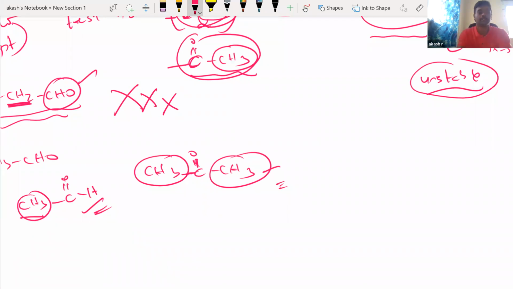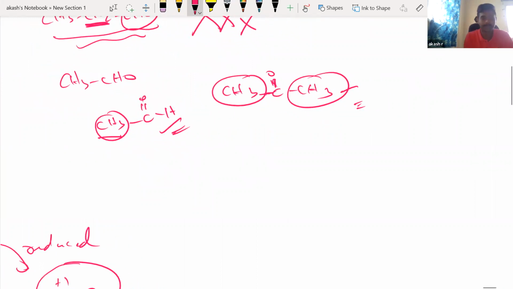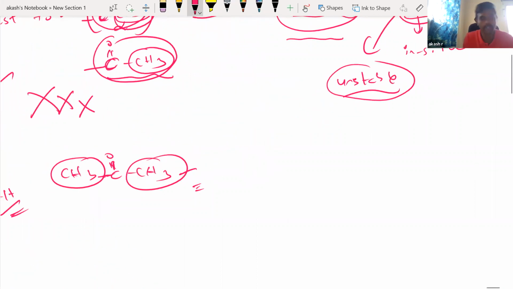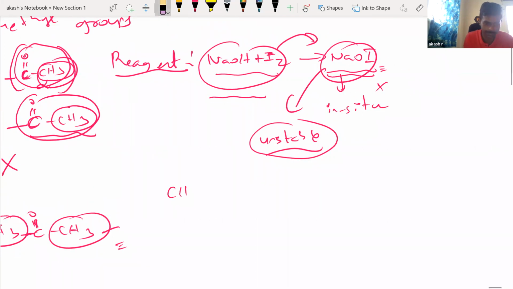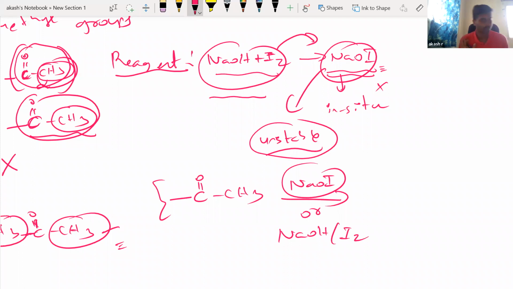So let us see what exactly is going to happen in this reaction. Before I move on, let me give you the shortcut. This reaction is given only by groups having C double bond O CH3. Whatever the group here, whatever I'm going to tell you is common. To this, if I put NaOI, or I can also represent it as NaOH in the presence of I2, whatever it is.